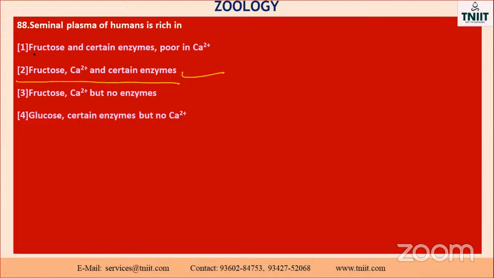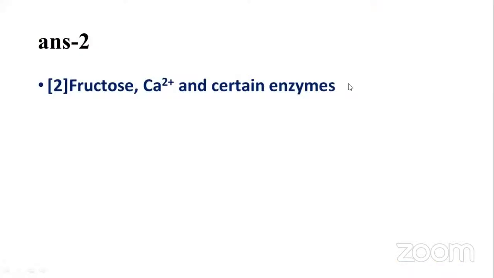See the options. Fructose, certain enzymes, and poor in calcium they have given. So the calcium is also very poor in a condition like that. It is not the right one. The calcium, fructose, and certain enzymes highly present. Fructose, calcium, but no enzyme. So this is also an option. So this one, glucose, it will not come. Fruit sugar. Okay, it is also one of the monosaccharides. Okay. Go to the next one.